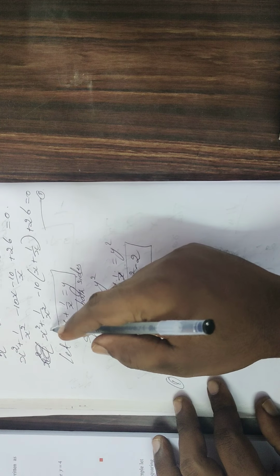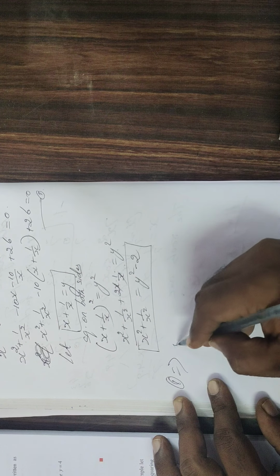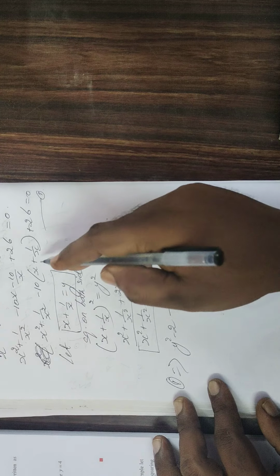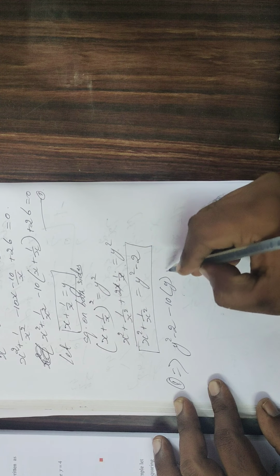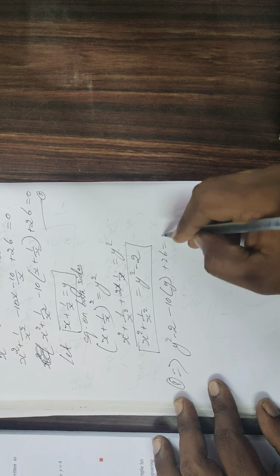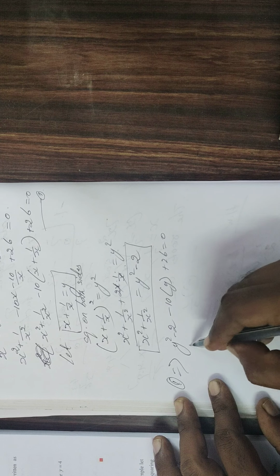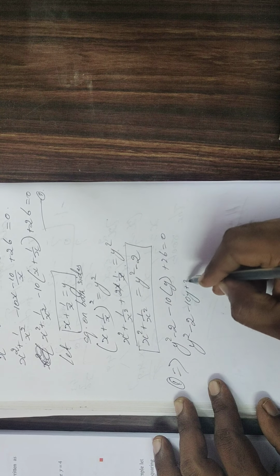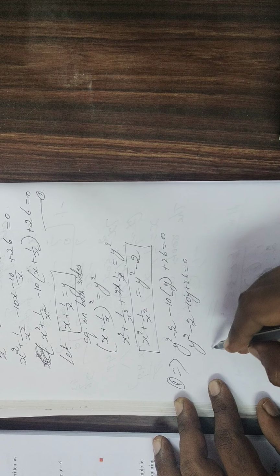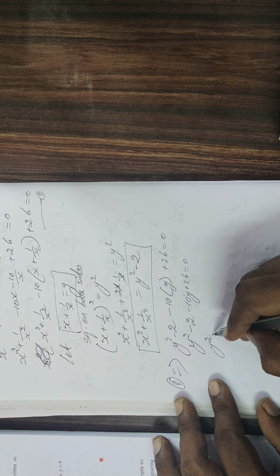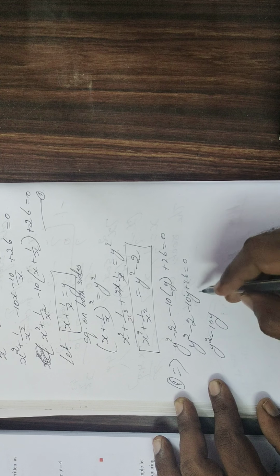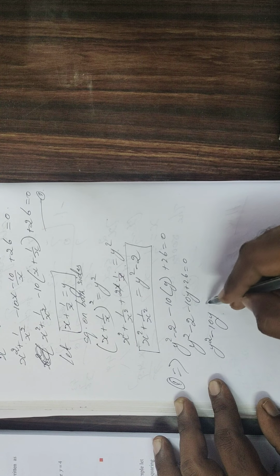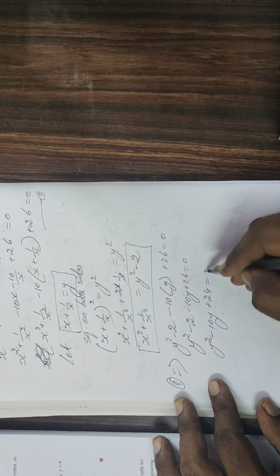Now equation 1 implies x square plus 1 by x square, what is the value? y square minus 2, minus 10 into x plus 1 by x, which is y, plus 26 equal to 0. Therefore y square minus 2 minus 10y plus 26 equal to 0. Arranged in order, y square minus 10y plus 24 equal to 0. Am I right?